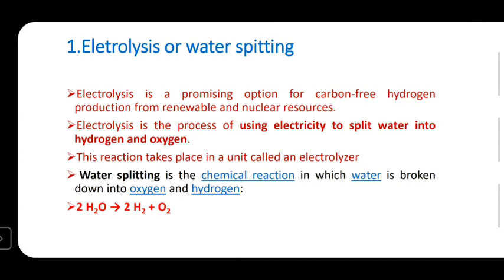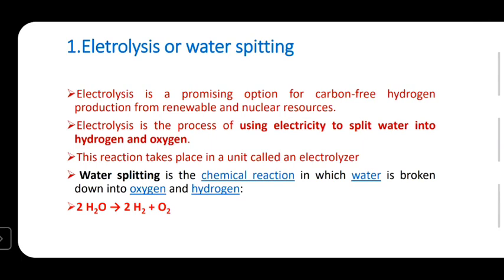What does water contain? What are the atoms in water? Already you know the chemical formula. What is the chemical formula of water? That is H2O. H2O means there are hydrogen as well as oxygen atoms present. Now, what happens in the electrolysis process? Splitting takes place.